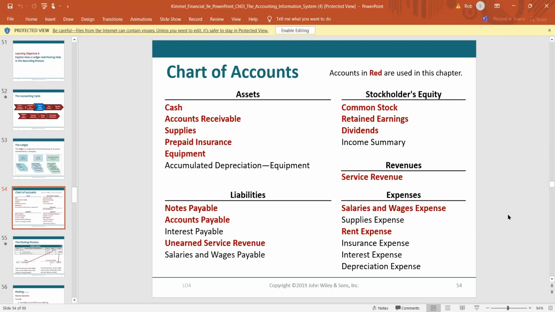The items in red are the ones we're using in this chapter. That's very helpful. Did we learn anything new in this chapter so far? Yes, we learned about dividends, retained earnings, common stock, and unearned revenue.